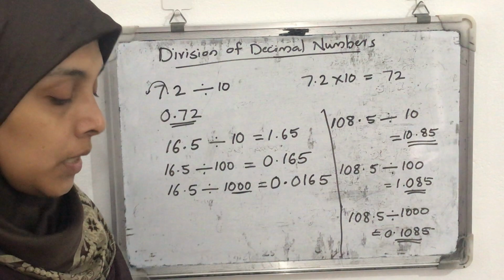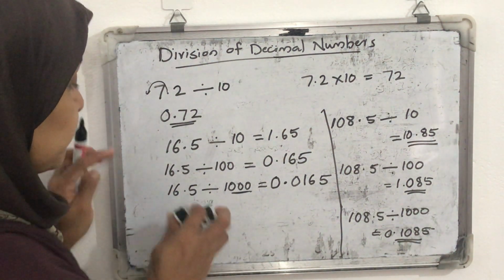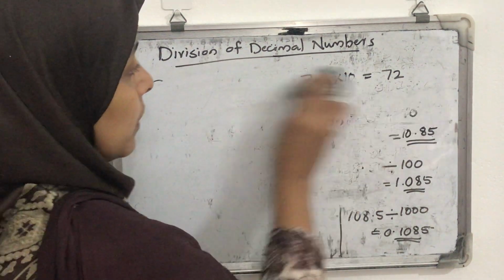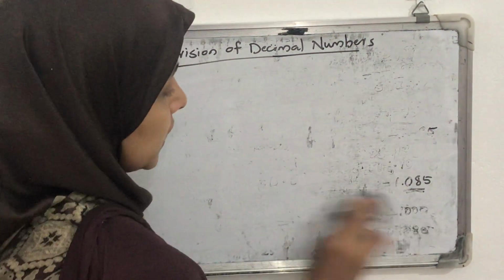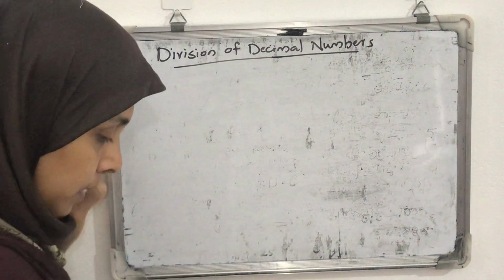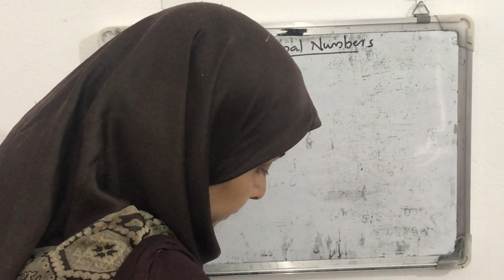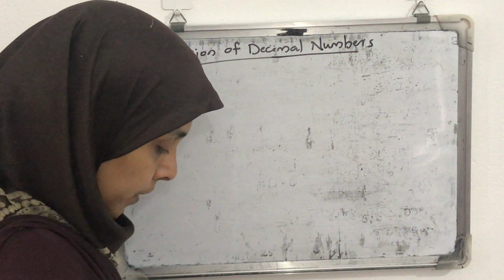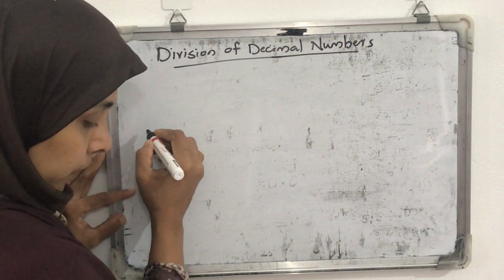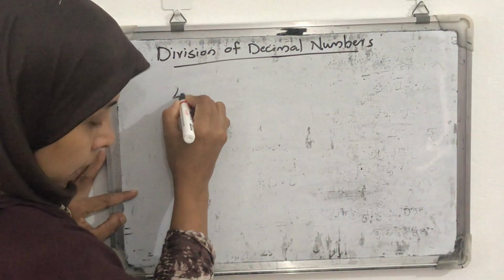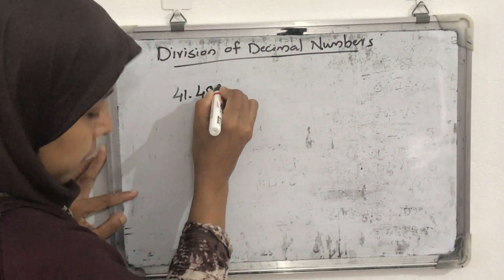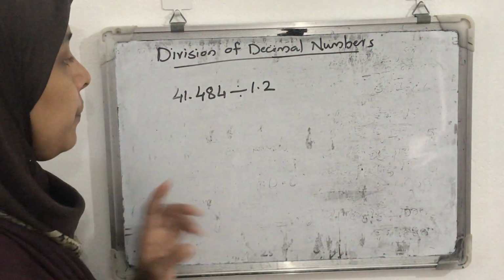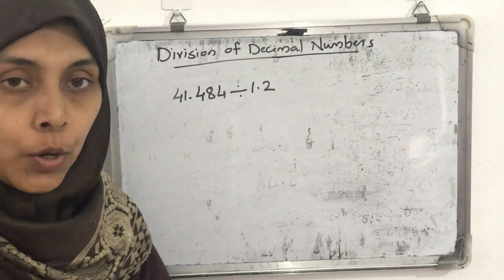Now, second case is if we are dividing a decimal number or a whole number by another decimal, what will happen, that we can check. When a divisor is a decimal, what will happen? One question, look. Divide 41.484 by 1.2. In this type of question, what can we do?